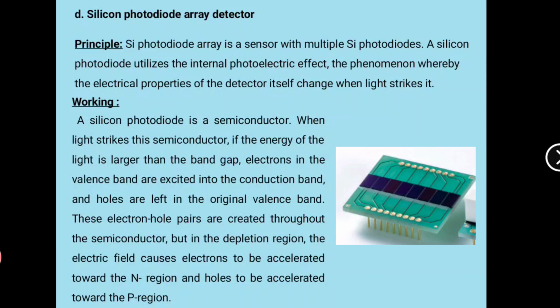Working. A silicon photodiode is a semiconductor. When light coming from the sample falls on this semiconductor, if the energy of the light is greater than the band gap, electrons in the valence band are excited into the conduction band and holes are left in the original valence band. These electron-hole pairs are created throughout the semiconductor, but in the depletion region, the electric field causes electrons to be accelerated towards the N region and holes to be accelerated towards the P region.